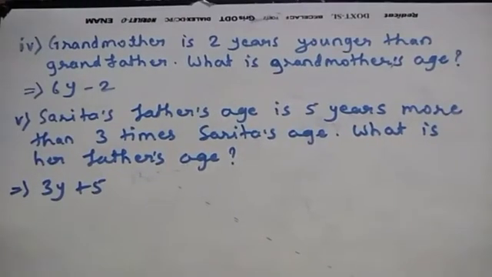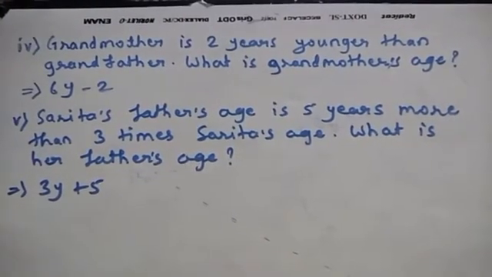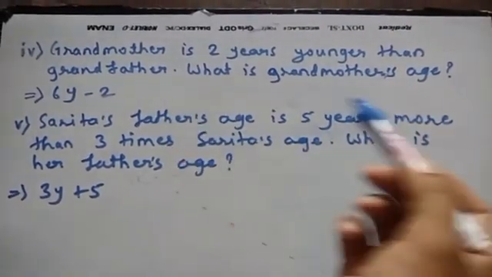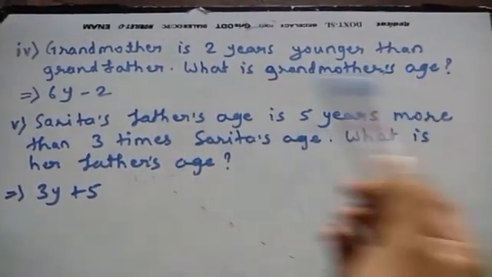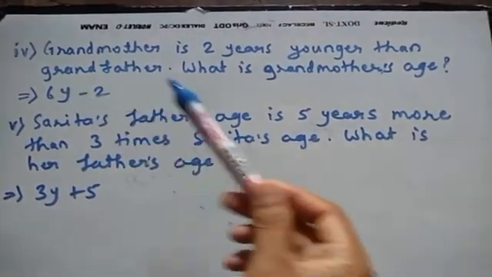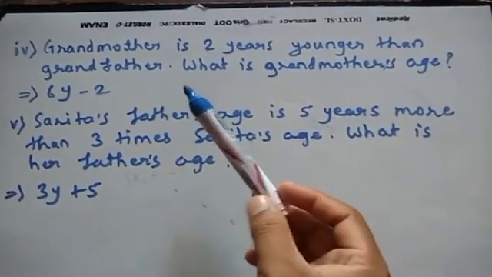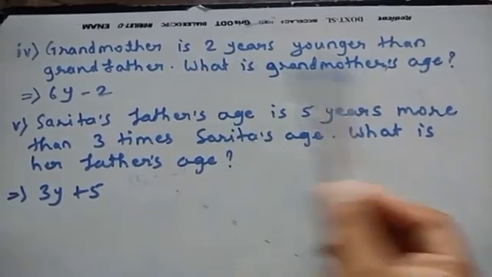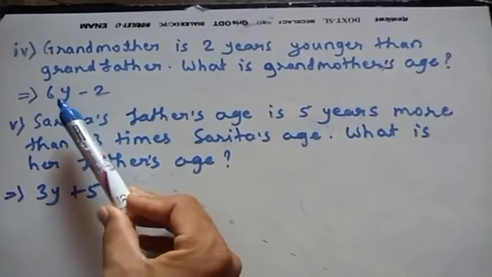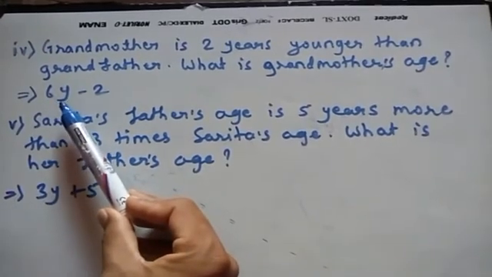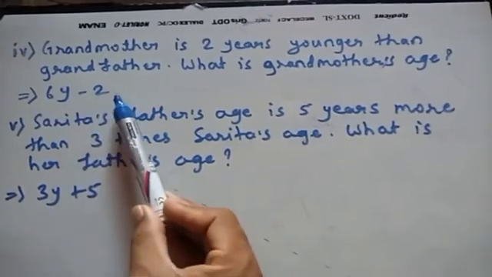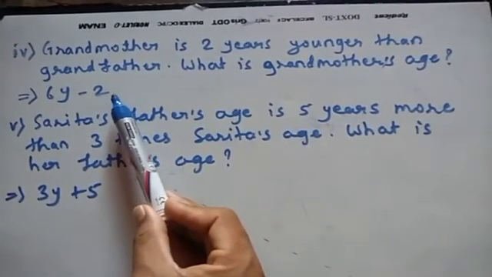In that only, one more question is asked: the grandmother is 2 years younger than the grandfather. What is the grandmother's age? We just saw in the previous question that the grandfather's age is 6y years. But here the grandmother is 2 years younger than the grandfather. Therefore 2 years we have to subtract from 6y, because 6y is the age of the grandfather and she is 2 years younger. So 6y minus 2 years will be the age of the grandmother.